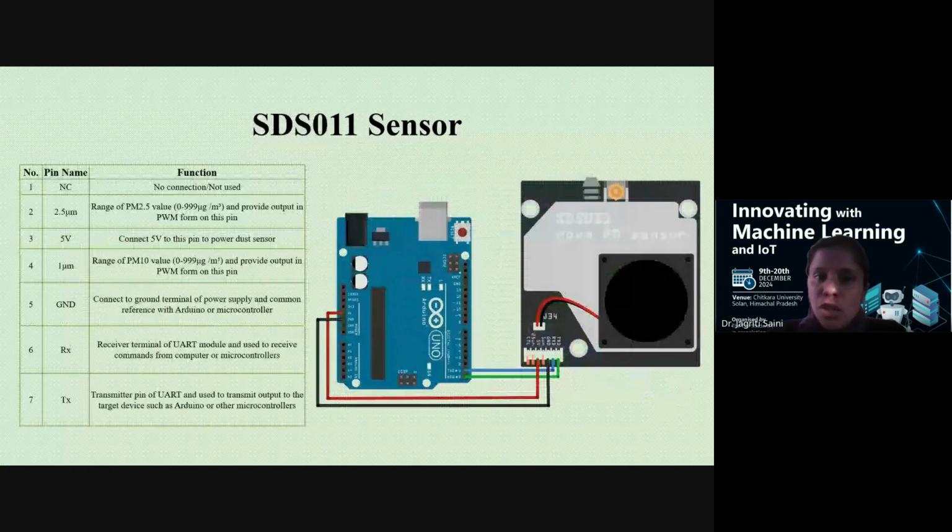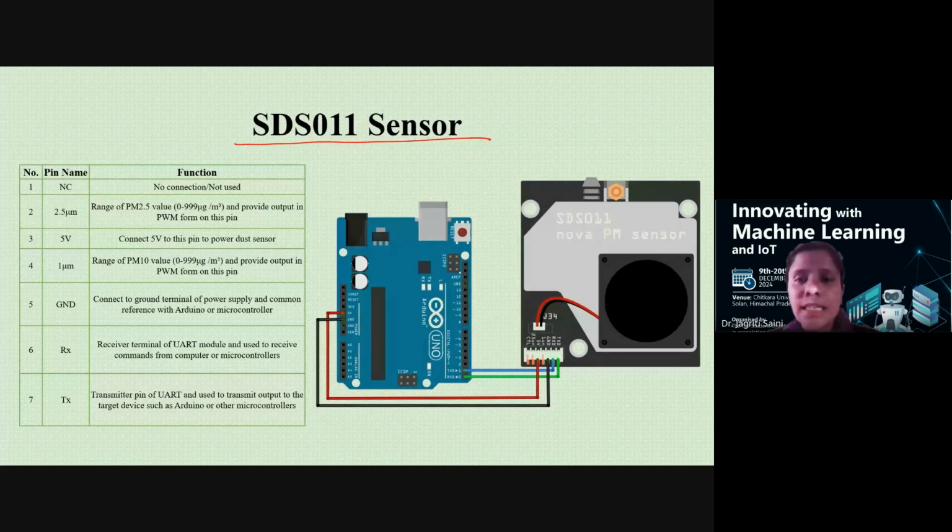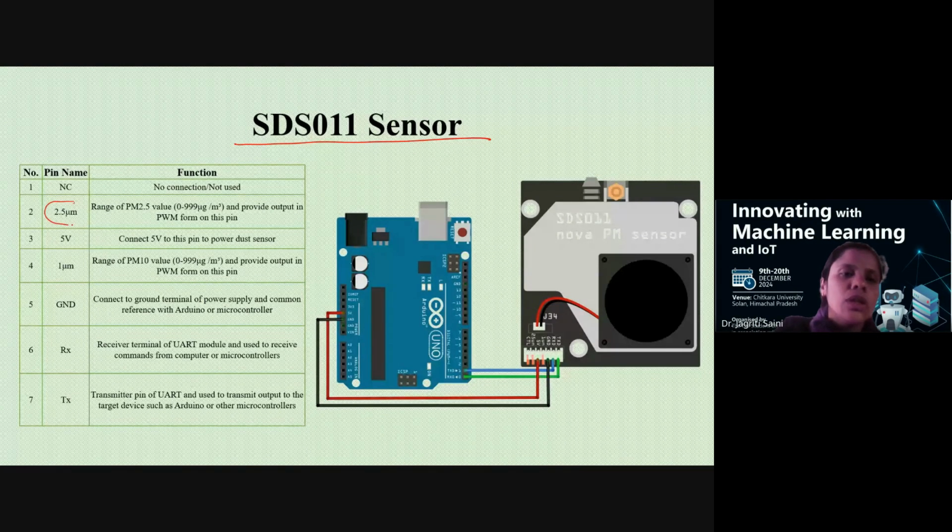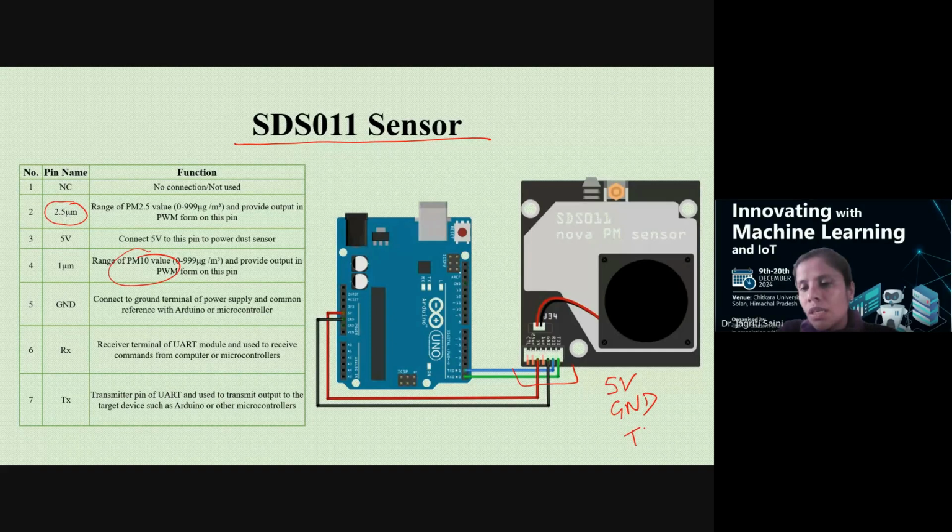Next, we have the SDS011 sensor. This particular sensor can measure, as I told you, two things. We are using it right now for measuring PM 2.5 and PM 10. For this we have a number of pins available, but not all of them you need to connect. Rather, we mainly have the connection for 5 volt, one ground, one TXD pin, and one RXD pin. These are the ones that we need to connect.